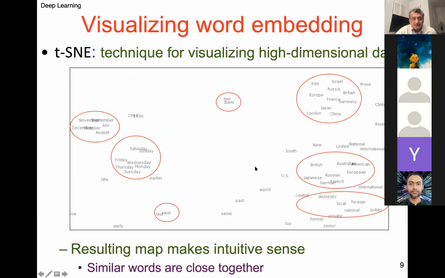And here is another one, visualizing word embeddings. Look at this here. November, September, December, August, July, they're all together here. Saturday, Sunday, Friday, Wednesday, Thursday, Monday, Tuesday, they're all together here. Him and them are here, and Iraq, Israel, Russia, Europe, Britain, France, Germany, Japan, London, China, they're all here. British, Australia, American, European, Russian. It's as if it knows something about geography. No, it knows nothing about geography, right? And domestic, total, local, foreign, national, public, private, they're all together. So this is magic here.